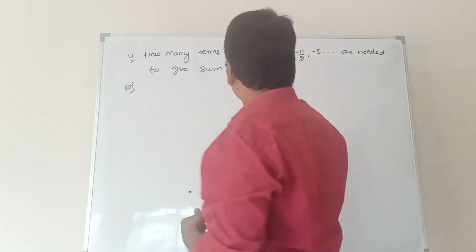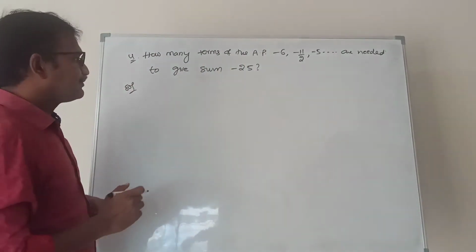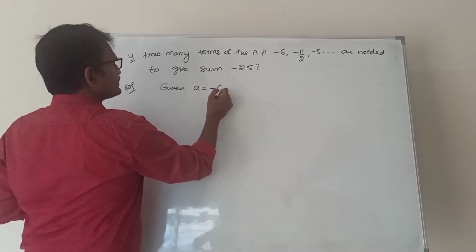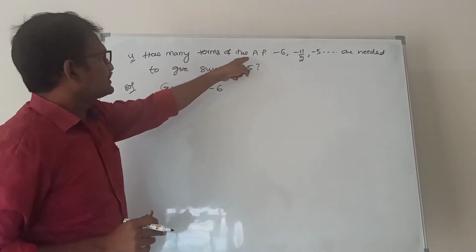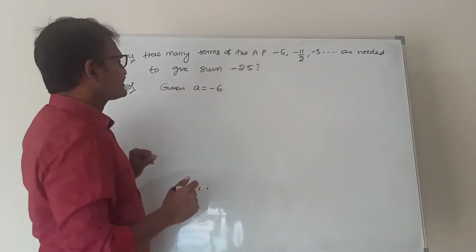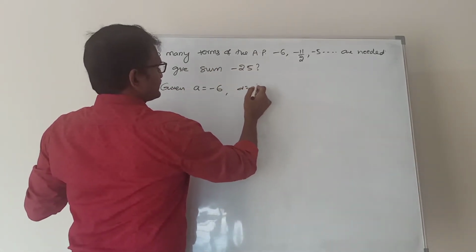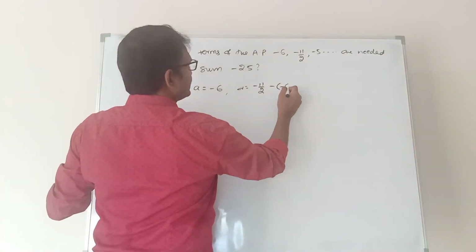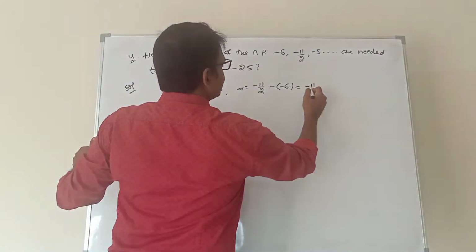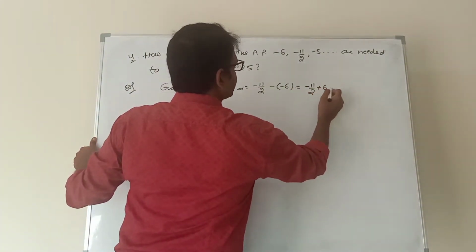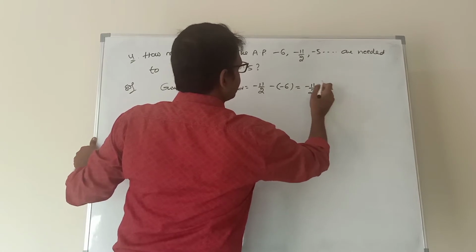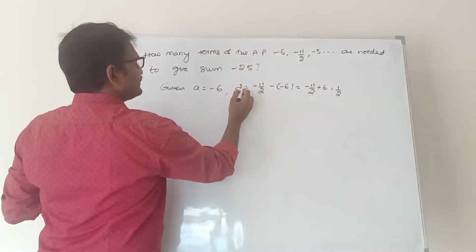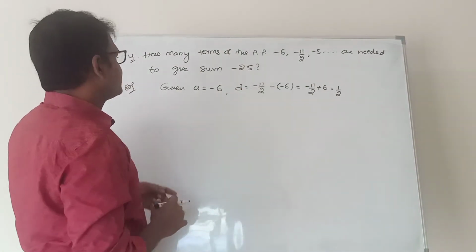So in the given sequence, what is the first term? A is equal to minus 6. Given these terms are in AP, the first term is minus 6. The common difference d is how much? Minus 11 by 2 minus minus 6, so minus 11 by 2 plus 6. 2 6s are 12, 12 minus 11 is 1 by 2. So d is equal to 1 by 2. The a value is minus 6.